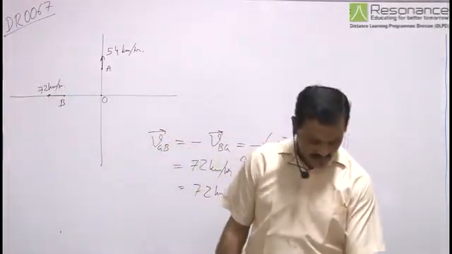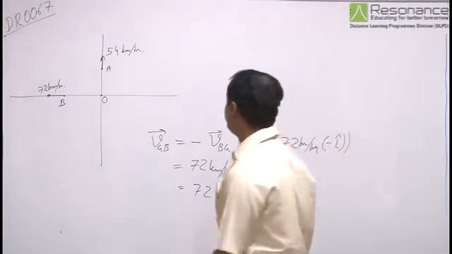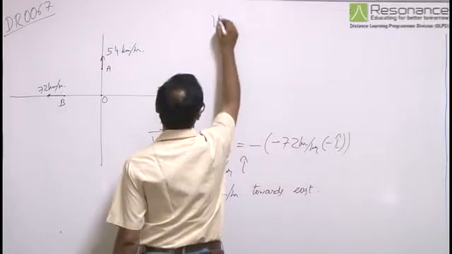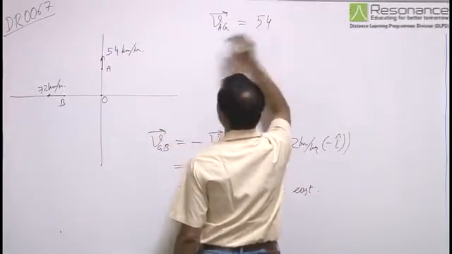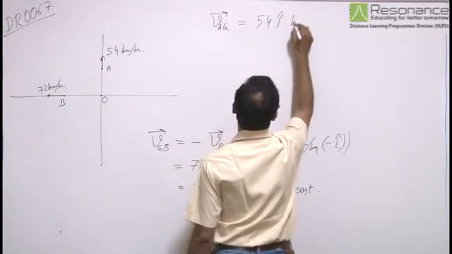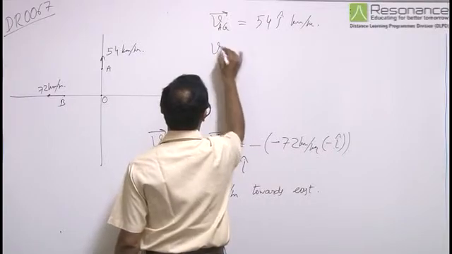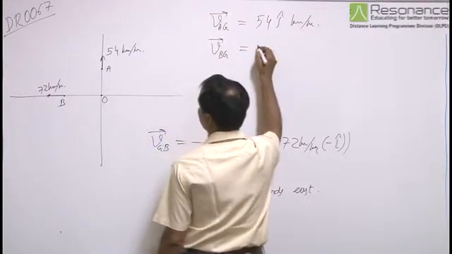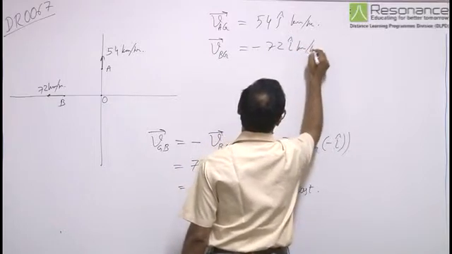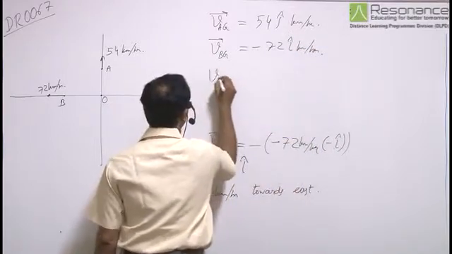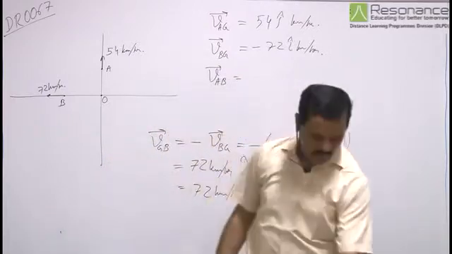Now the second part of the question is the relative velocity of A with respect to B. Now velocity of A with respect to ground is 54 j cap kilometer per hour, whereas velocity of B with respect to ground is minus 72 i cap kilometer per hour. So now velocity of A with respect to B has to be found.